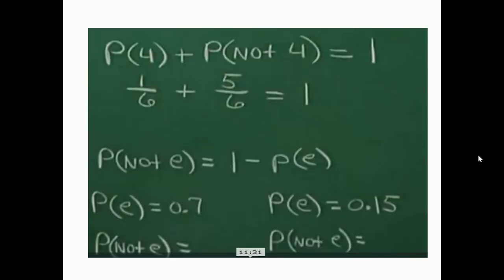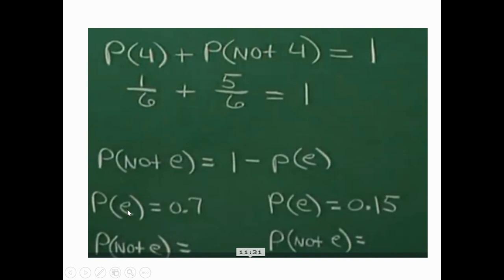So we know this. The probability of me rolling a 4 is 1 chance in 6, and the probability of not rolling a 4 is 5 chances out of 6, because there are 5 numbers on a die that are not the number 4. Hey, the sum of these equals 1. One of these two things is going to happen. The sum of the probabilities is going to be a sure thing, 1.